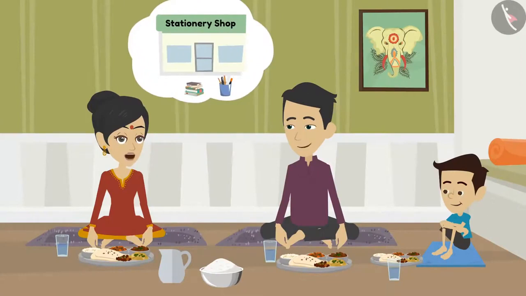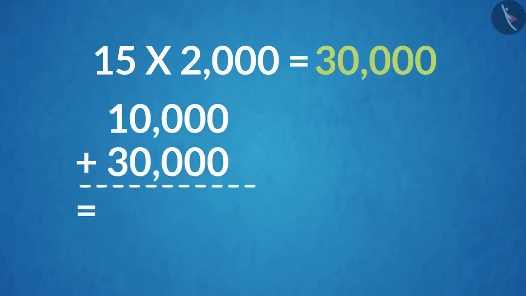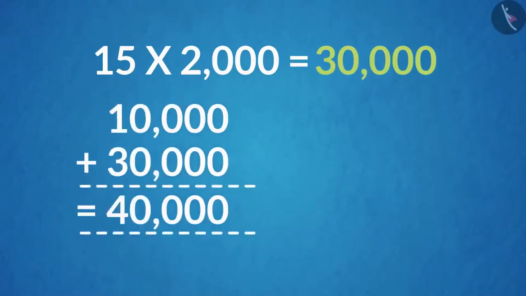We can make use of the money that we started saving, 2,000 every month, almost 15 months back. How much do you think we have saved in total? Multiply 15 by 2,000. If we multiply 15 by 2,000, we get 30,000 rupees. That means we have a total of 10,000 plus 30,000, that is equal to 40,000 rupees.